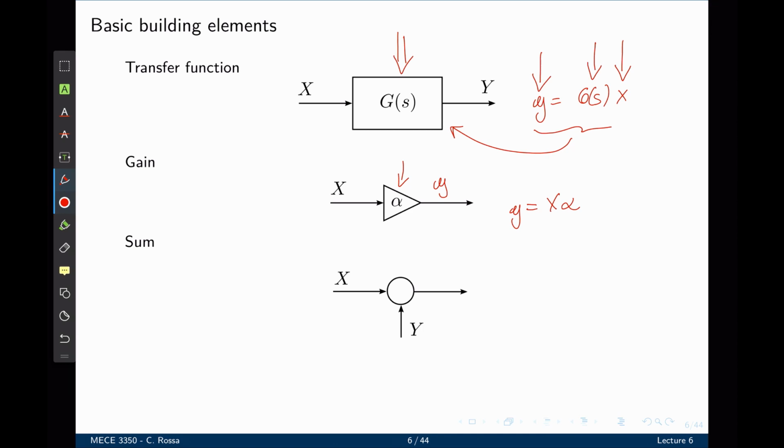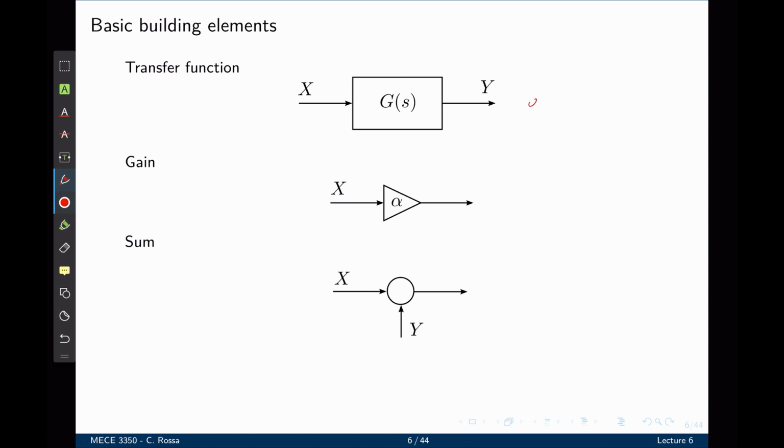The last building element is the sum, that is simply represented by a circle. In the absence of any additional information, assume that this represents a sum, and when a negative sign is added to one of the inputs to that sum, then that represents a subtraction. If you call the output here z, we can write that z equals x plus y. And in the second case, because of the addition of this negative sign, z equals x minus y. And this is all we need. These are the basic building elements that we can now put together.